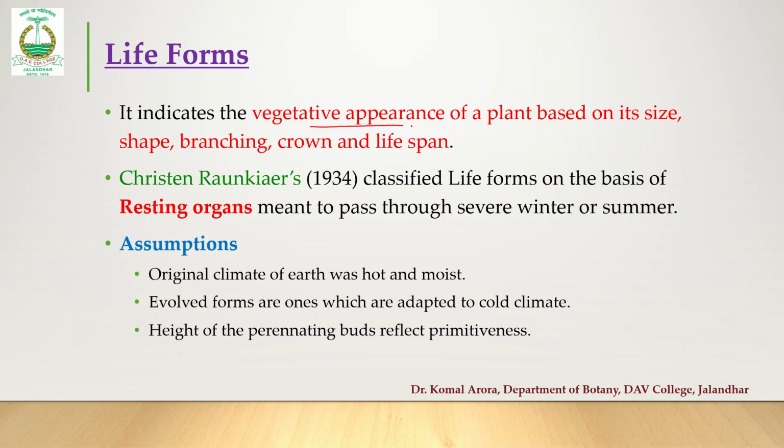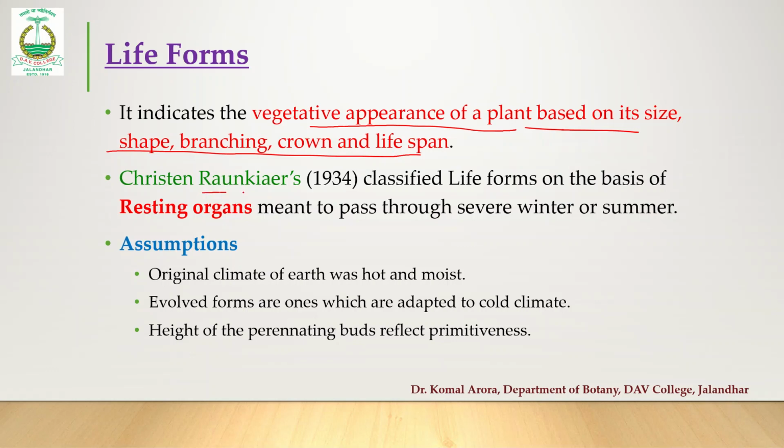Here also we are observing the appearance of plant. So this is a vegetative appearance. We only care about the vegetative appearance of the plant. Means what is the height of the plant and what vegetative buds are present, what is the level of the buds. So we will discuss these things under life forms. So it's a vegetative appearance of the plant based on its size, shape, branching, crown and lifespan. Means whether the plant is able to finish its life cycle within few days or it grows for years.